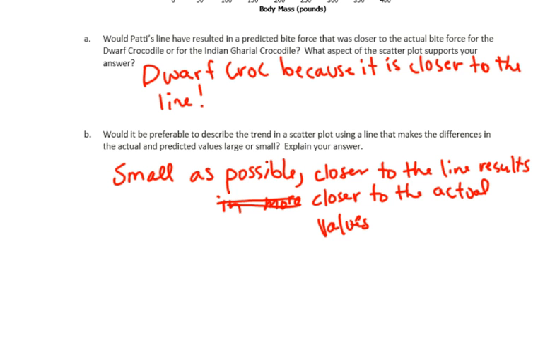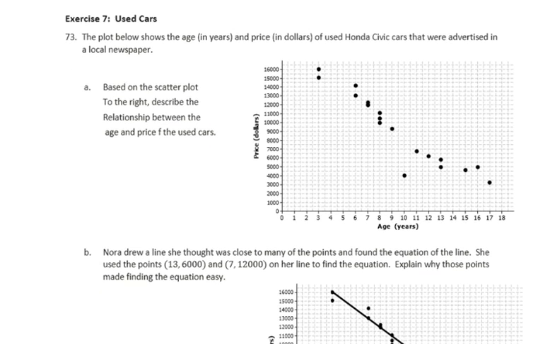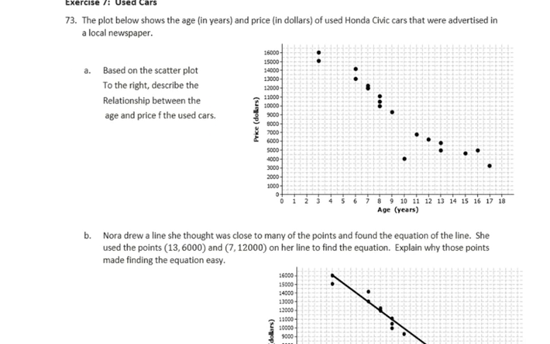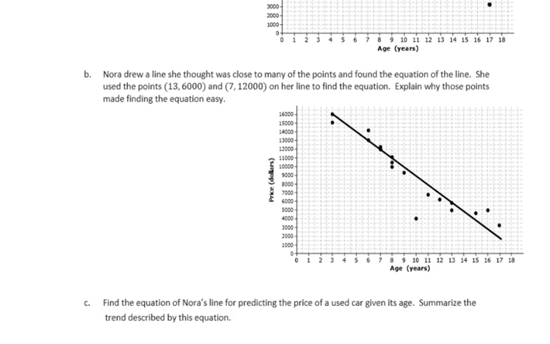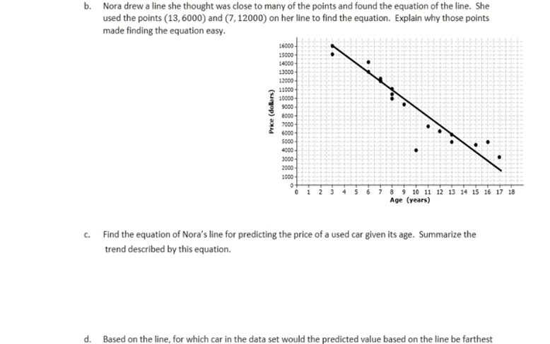Okay. 73, here's another scatter plot. I'd like you to describe what that shows. We've done a few of these. Just tell me what kind of relationship that is. Part B, she drew a line through the points, and it was nice because it went through 2 exact points. So explain why these points are going to make finding the equation easier. They are exact points.